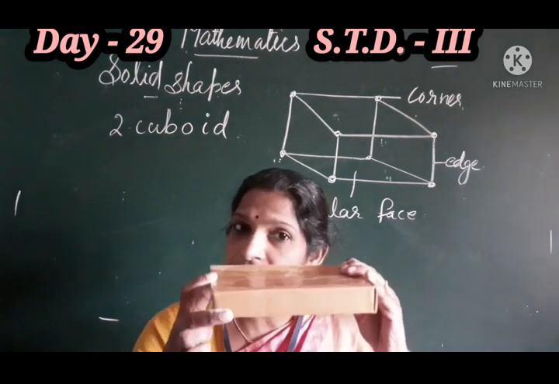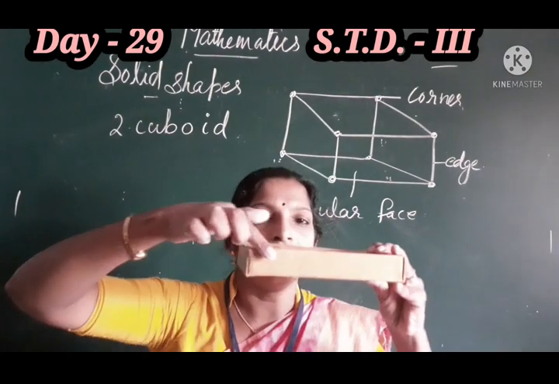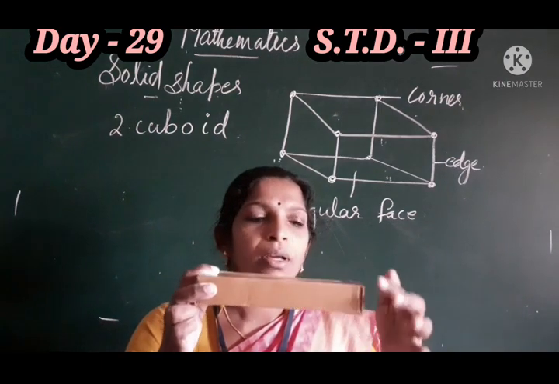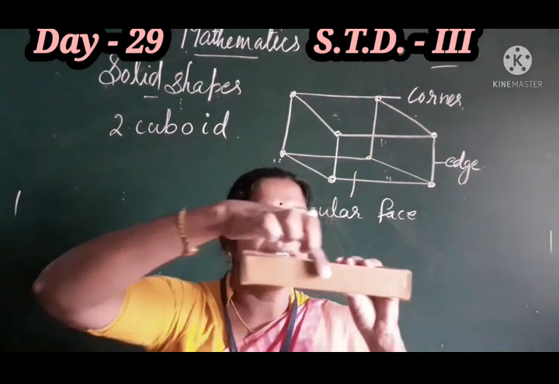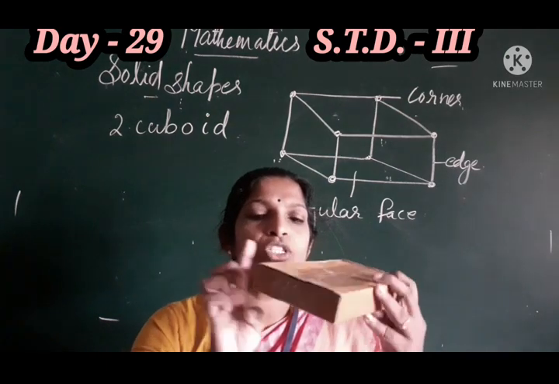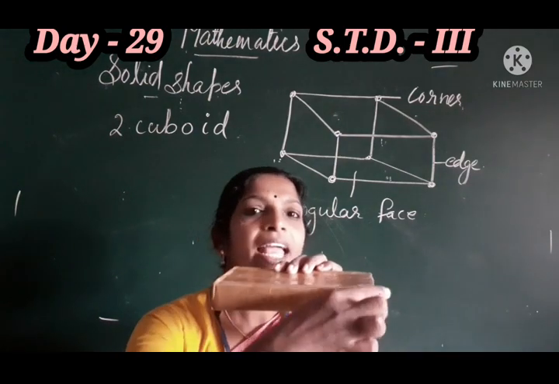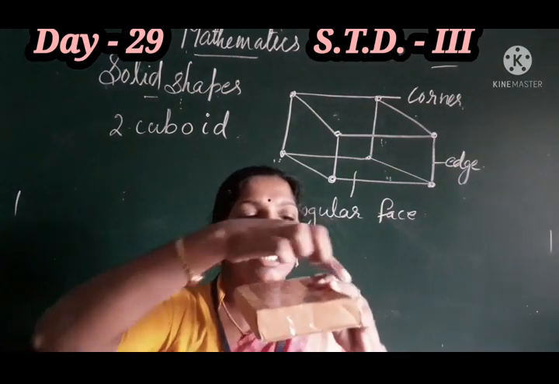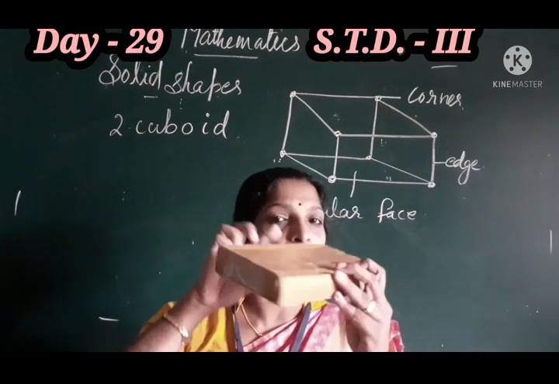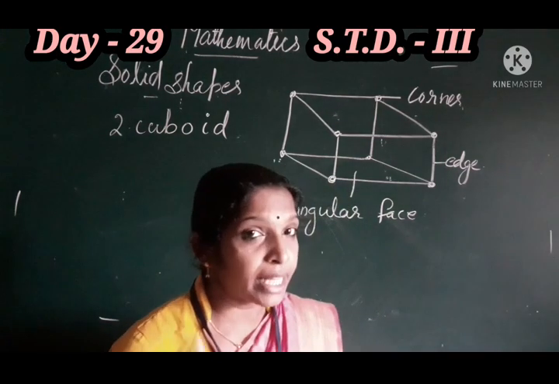Then how many edges? Edges means vakkugal. Here 1, 2, 3, 4. Here 4 more. Then 5, 6, 7, 8. Then here 9, 10, 11, 12. You should take a box and count, okay? How many edges? 12 edges. What does a cuboid have?